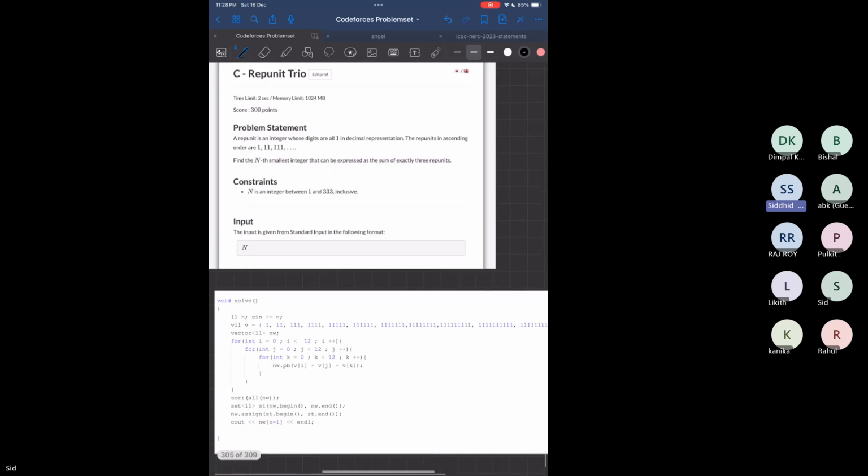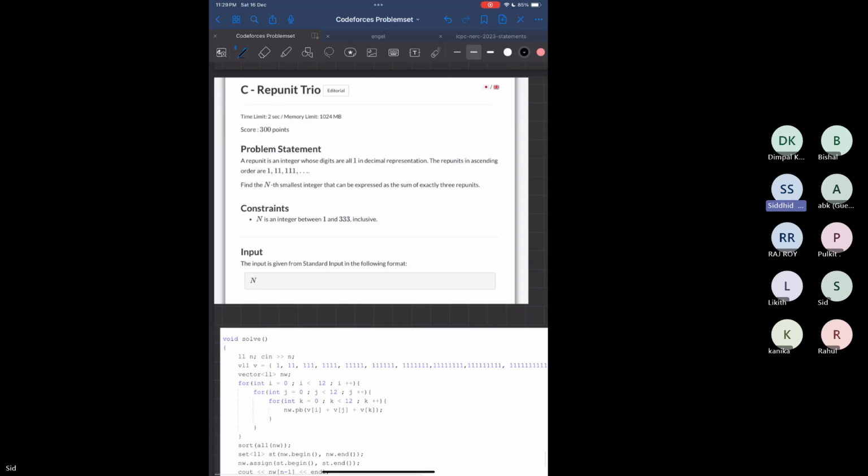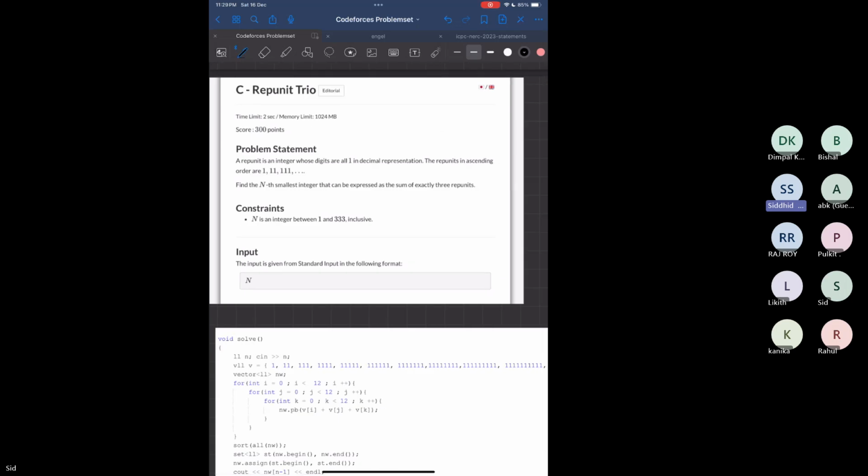And moving on to C. What C tells us is, a repunit is an integer whose digits are all 1 in decimal representation. The repunits in ascending order are 1, 11, 111, and stuff like that. It goes on. Find the nth smallest integer that can be expressed as the sum of exactly 3 repunits.